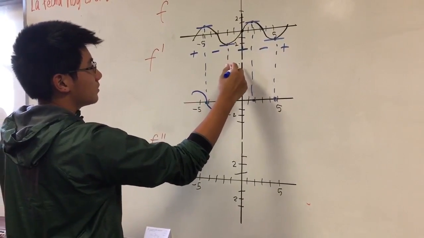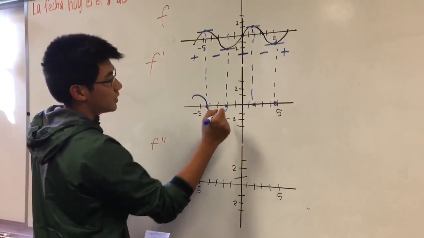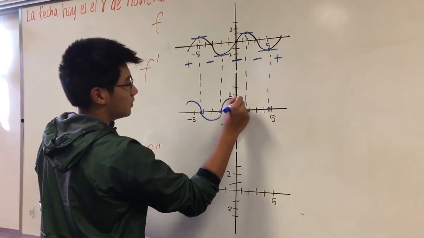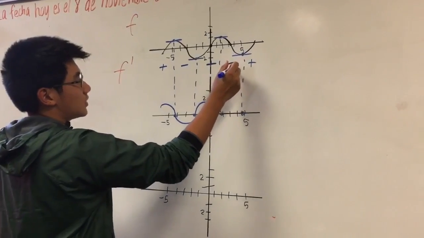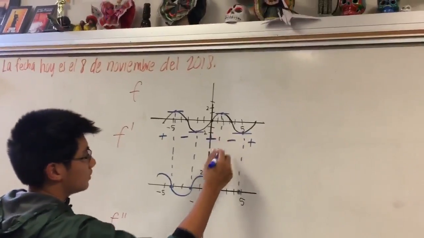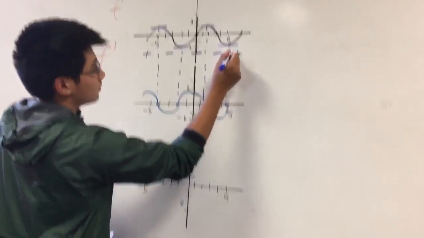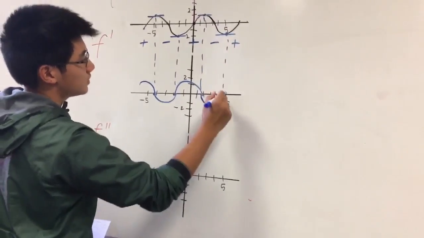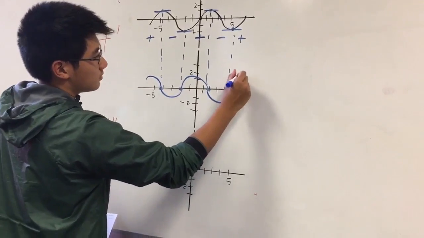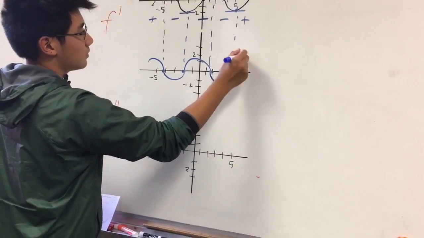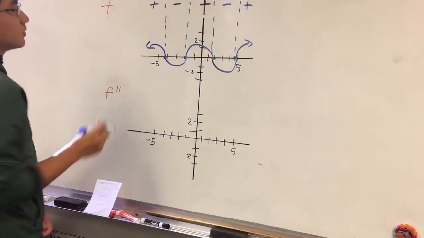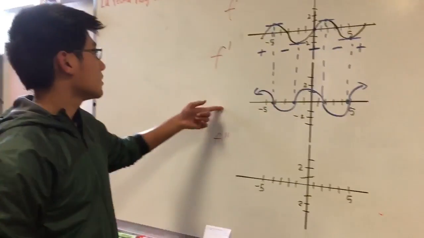Right here it's positive, so it's going to be above the x-axis. Here it's negative, so the graph is going to be negative. And over here it's positive, so it's going to be positive at that part of the graph. Okay, so that's our f prime.